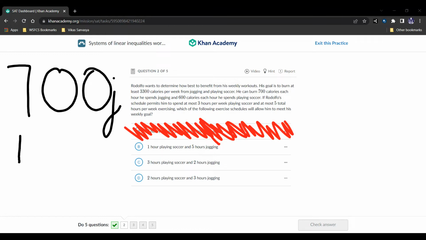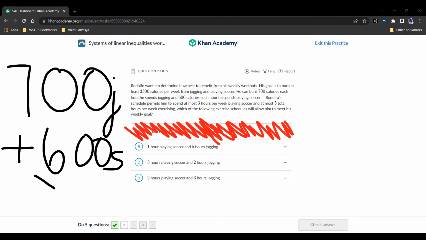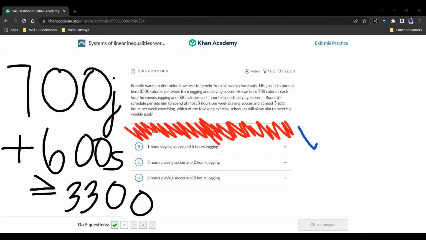And 600 calories each hour he spends playing soccer, so 600S. And that's supposed to be at least, so greater than or equal to 3,300. So we plug in the first answer choice, we get 700 plus 3,000, 3,700. So that means that choice B works.